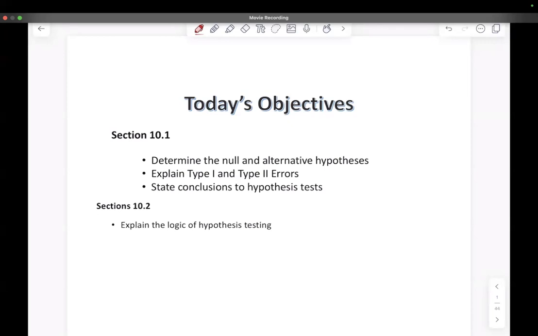So today, as I said, we're going to talk about null and alternative hypotheses. We're going to talk about what they look like, how to write them, what they mean, and then we're going to talk about type 1 and type 2 errors. And we're going to talk about how you would write your conclusion to a hypothesis test. And then we're going to talk about pretty much what the hypothesis test looks like. That's what this explain the logic means. We're going to talk about what it looks like and the different ways that we test a hypothesis. So that's what we're going to do.